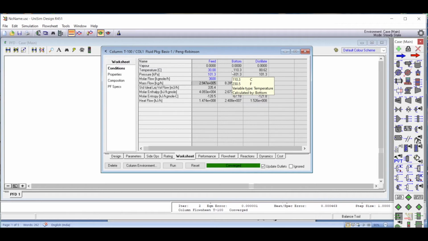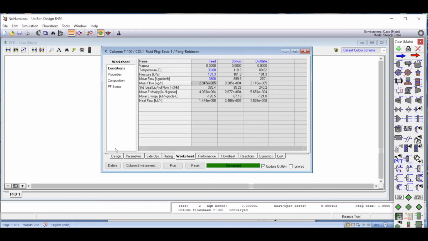And here as you can see, this is 110.3, which is pretty much the normal boiling point of toluene, and this is 80.62, which is very close to the normal boiling point of benzene. Of course there is a little difference because it is not exactly pure benzene. So that's the way you do it.